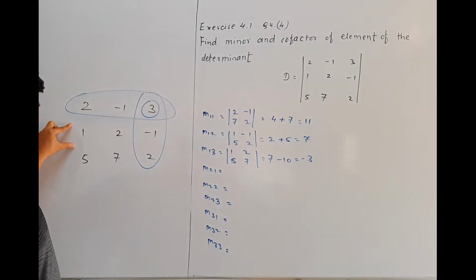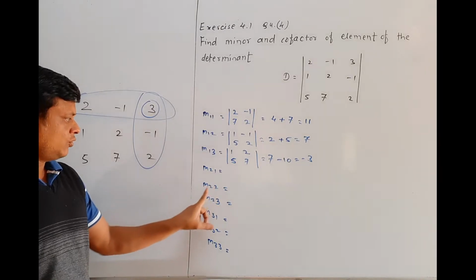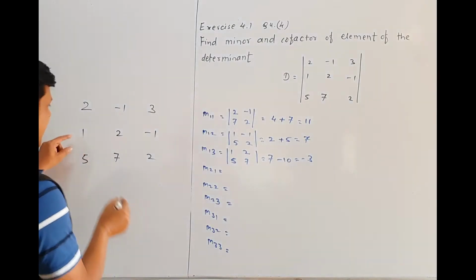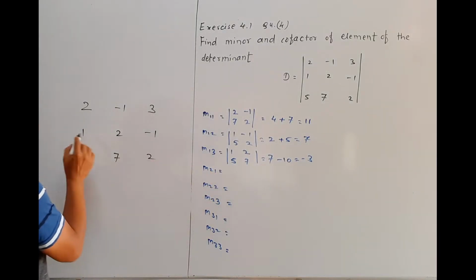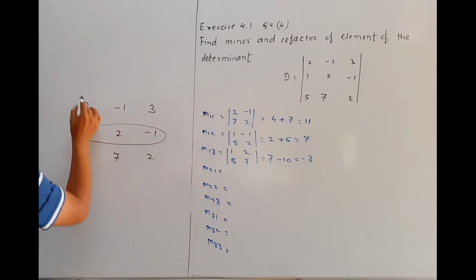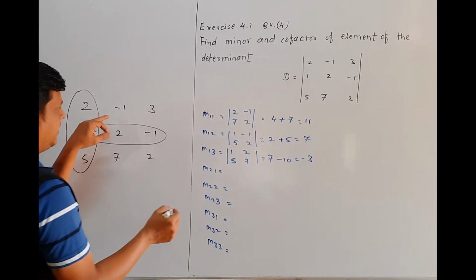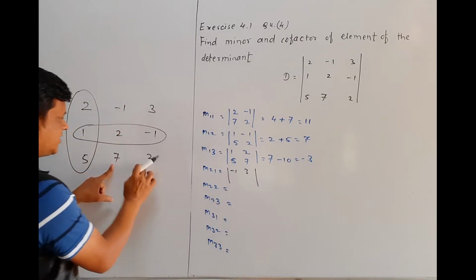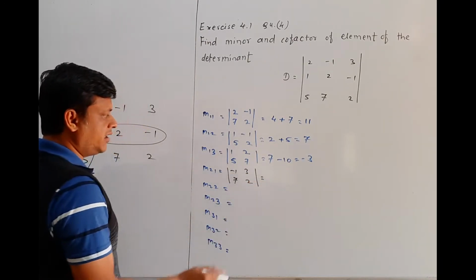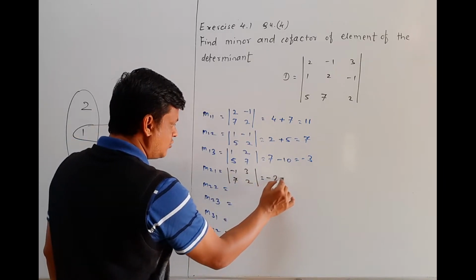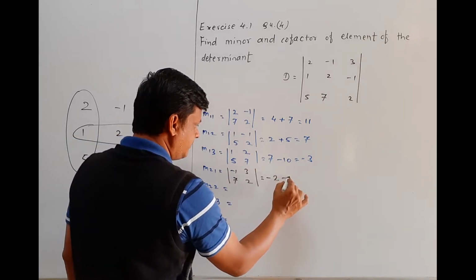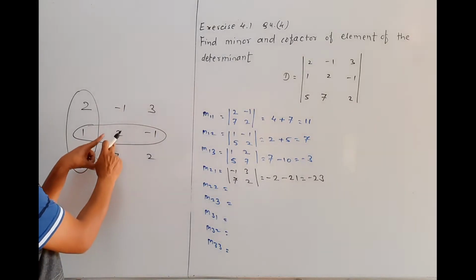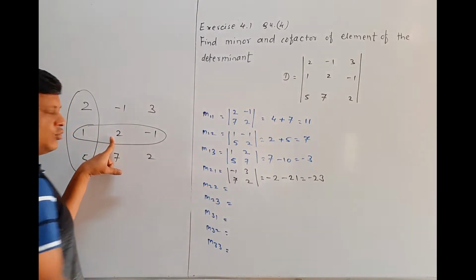Then we find the minor of elements of the second row, that is M21, M22, M23. Now next we find minor of this one, that is M21. So we skip this second row and first column. So we have to find the value of the determinant having elements minus 1, 3, then 7, 2. Calculate this determinant. Minus 1 into 2 we get minus 2, minus 7 into 3 we get 21, which is equal to minus 23.